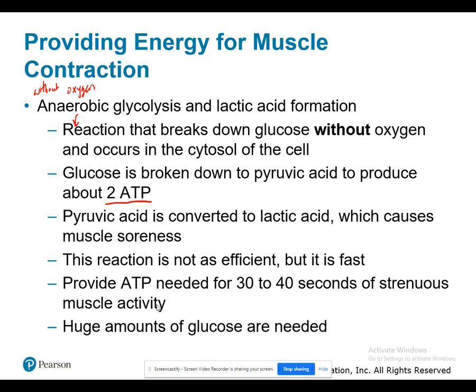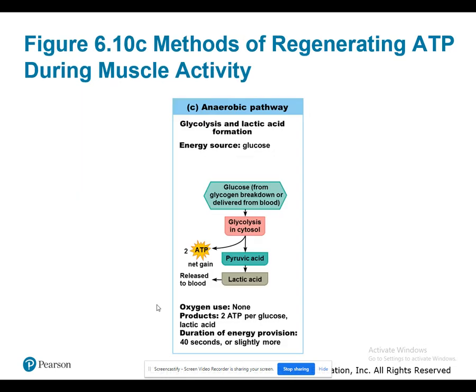Whenever you are low on oxygen, lactic acid is formed until you're able to breathe in and replenish and make more ATP through cellular respiration. The only downfall of this is a lot of glucose is needed. So if we look at the anaerobic pathway picture, our energy source is glucose. Does it require oxygen? No. It makes about 2 ATP. It actually gives about 40 seconds or slightly more time for energy.